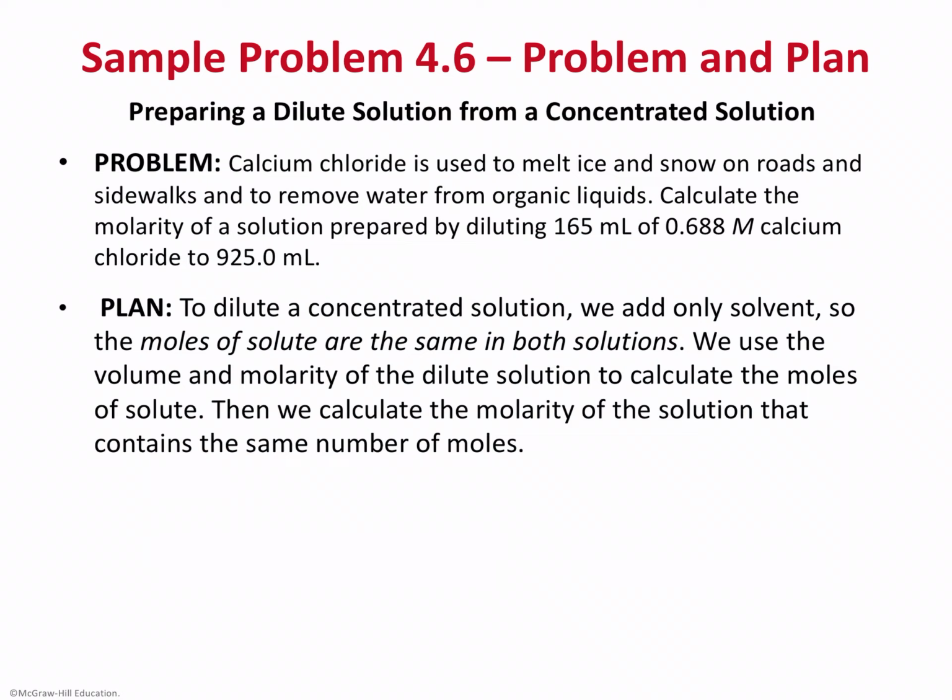Preparing a dilute solution from a concentrated solution. Calcium chloride is used to melt ice. Okay, that's a little information. Calculate the molarity of the solution prepared by diluting 165 milliliters of 0.688 molar calcium chloride to 925 milliliters. Now, do you understand? This is a dilution. We can use the dilution equation here.